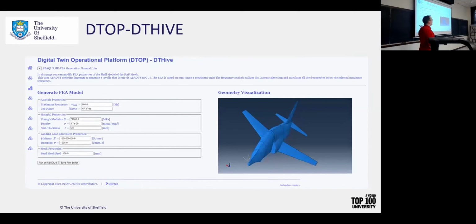So here's how you do a finite element analysis on the web. This is our finite element model of our Hawk system, primarily the shell-based model of it. Essentially, all we can do on the left side is put in the material properties, the analysis properties, and the mesh seed.